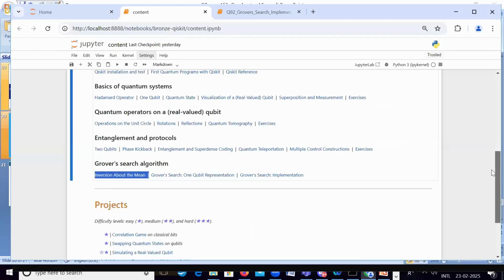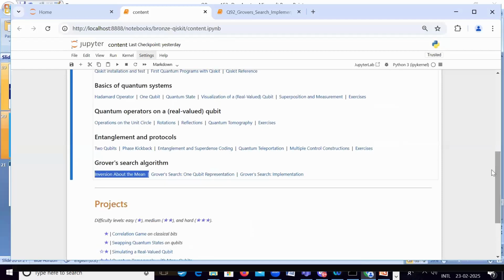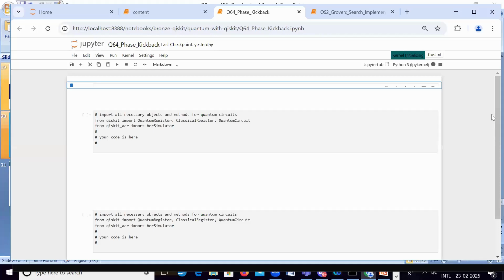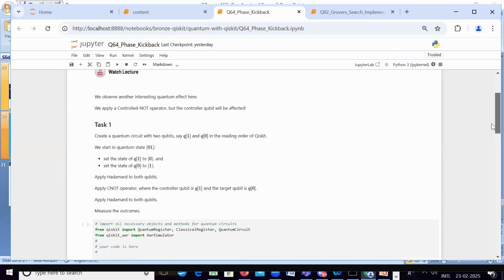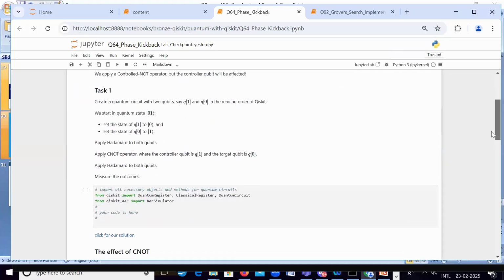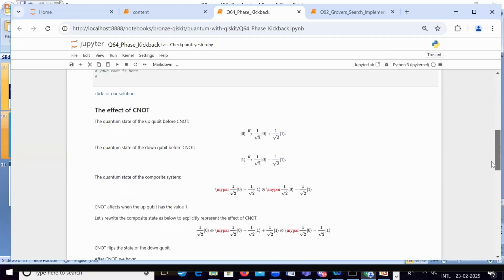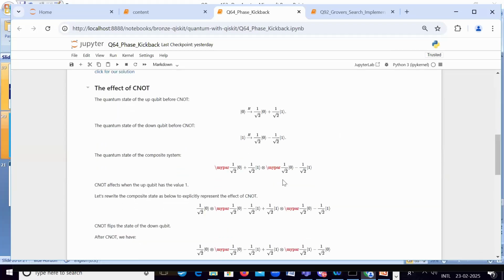Before this, a quick revision of yesterday's topics. The first one is phase kickback. This is the topic covered yesterday, and it is essential to understand in today's notebook. Let's see the last one, the effect of the C0 gate.